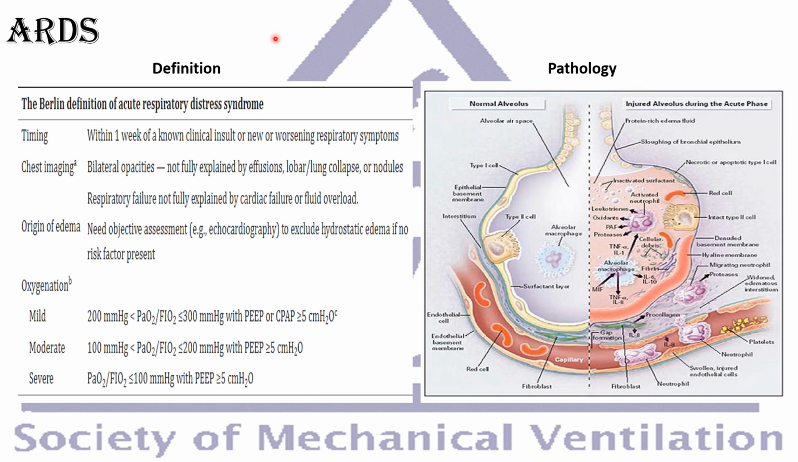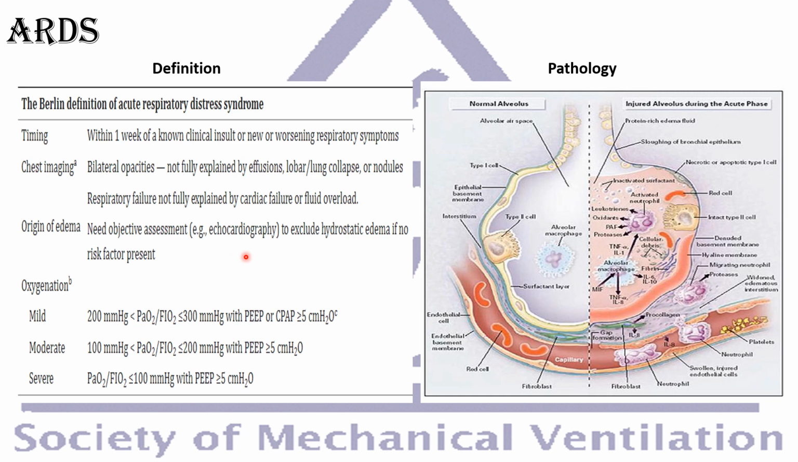So, a quick discussion about the definition of ARDS per the latest definition, the Berlin definition. They stress a couple of things: the timing within 1 week of a known clinical insult or worsening respiratory symptoms; chest imaging with bilateral opacities not explained by effusions, lobar or lung collapse, or nodules; and respiratory failure not explained by cardiac failure or fluid overload. In the past, when we used a lot more pulmonary artery catheters, we used to look at the cardiac filling pressures to rule out cardiogenic pulmonary edema. The origin of edema needs objective assessment.